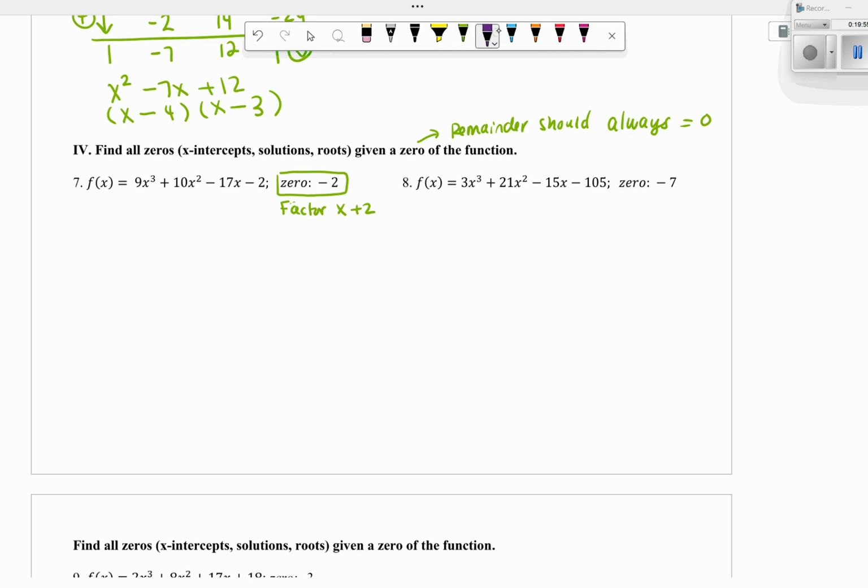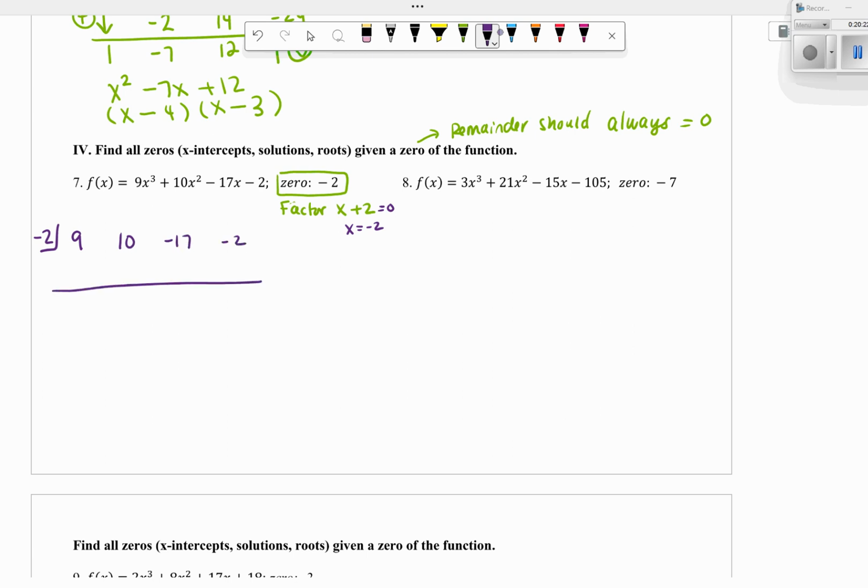So if I set this equal to 0 and solve, I would get x equals -2, right? That's the 0. So the factor is the x plus 2. So we could write it as a factor if we wanted to, but it's not necessary because the 0 is what goes in the box. So we're saying -2 is the 0. And then let's look at our coefficients. We have 9 and then 2, 1, 0. So we're not missing any 0 placeholders. So 9, 10, -17, and -2.